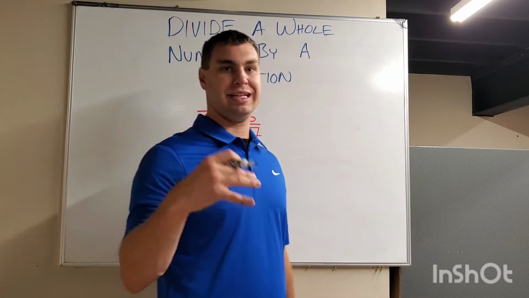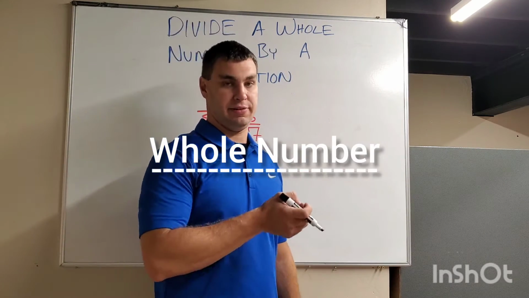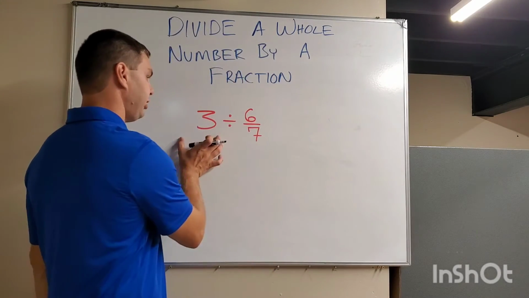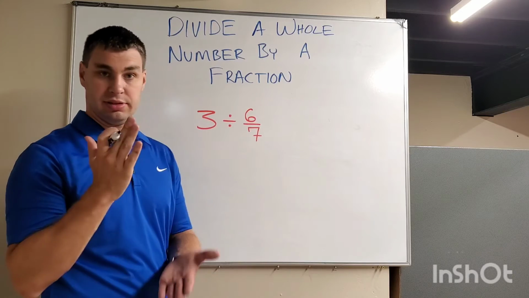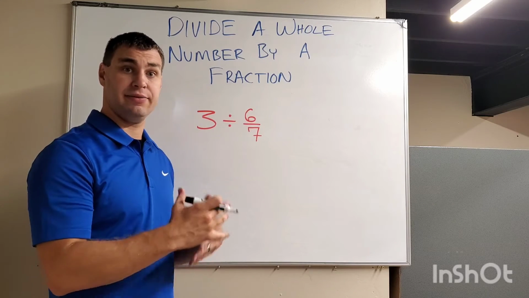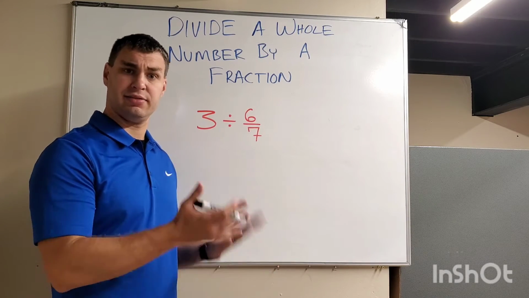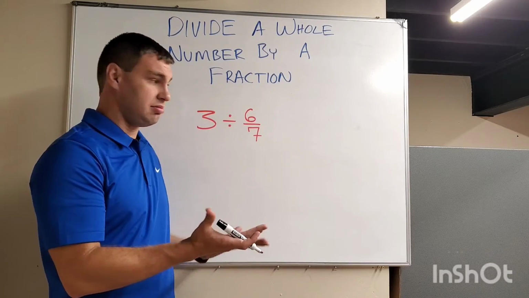In this video, we're going to take a whole number and divide it by a fraction. Let's try it. All right, so here we have 3 divided by 6/7. Now, when we have a whole number and divide by a fraction, what we actually want to do is have 2 fractions. Okay, it kind of sounds counterintuitive, but that's what we're going to do.